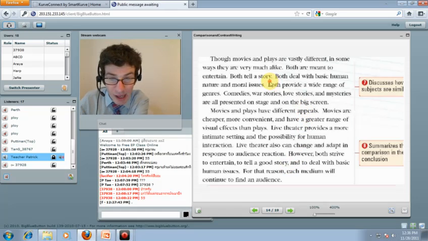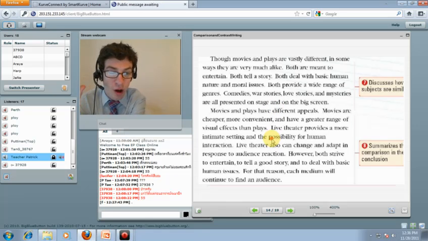Both are meant to entertain, both tell a story, both deal with basic human nature and moral issues, both provide a wide range of genres, which means different types of film like comedy, horror, romance. Comedies, war stories, love stories, and mysteries are all presented on stage and on the big screen.